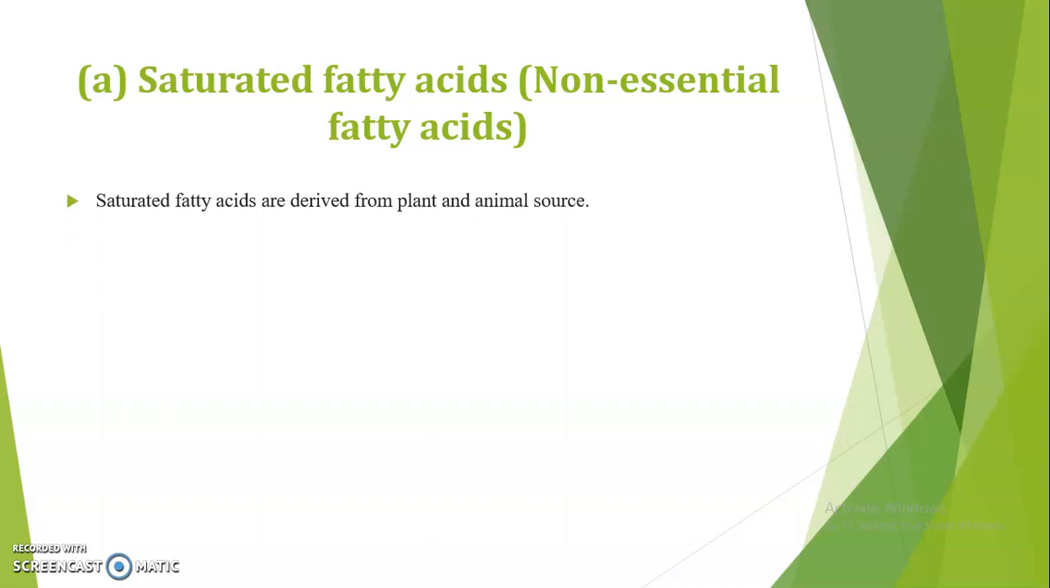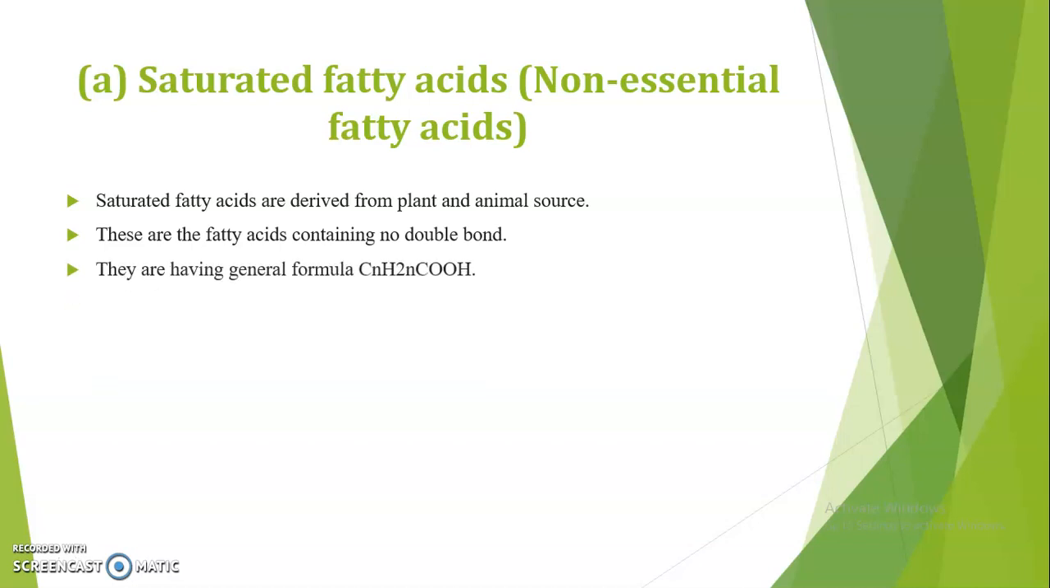Saturated fatty acids are derived from the plants as well as different animal sources. They are the fatty acids containing no double bond. As the name indicates, saturated fatty acids do not consist of any double bond. All the carbon atoms possess a single bond only. They have a general molecular formula CnH2nCOOH.